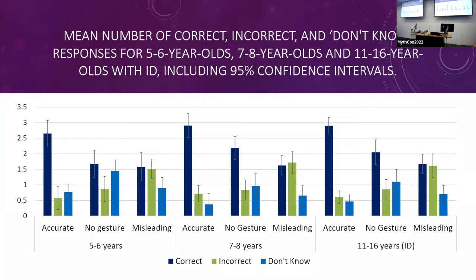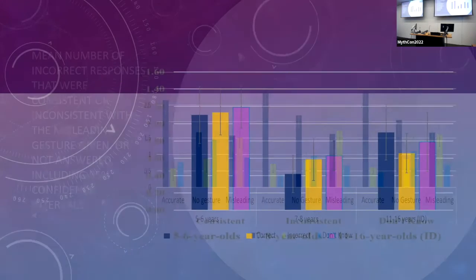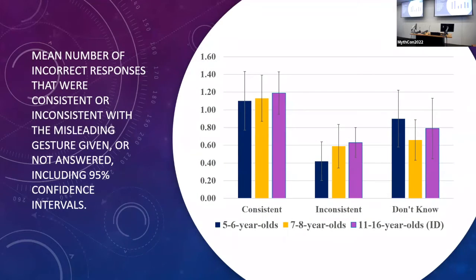When a misleading gesture was given, you can see here that an incorrect answer was much more likely, and that this again was the same for all groups tested. Furthermore, incorrect answers were significantly more likely to be an answer consistent with the gesture given for all groups, as you can see here, compared to other answers. This means that for the misleading gesture of hat, for example, children were significantly more likely to give the answer hat than any other incorrect answer, highlighting that children use gesture as a source of information even when that information contradicts their memory of the event.